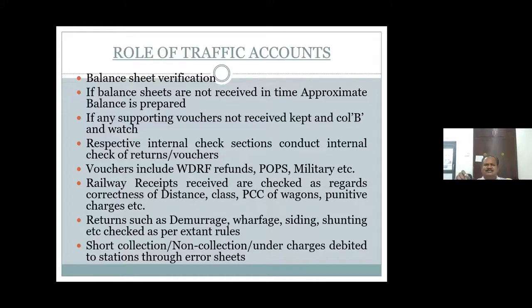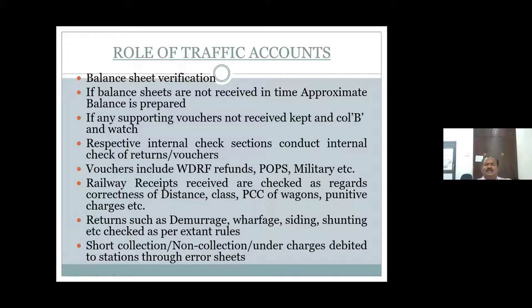In such cases, an approximate balance sheet is prepared and sent. Based on the previous month's earnings and the current month's cash, the approximate balance sheet is prepared. There is such a procedure. If any supporting vouchers are not received, they are kept in the column B item. So the accounts office will watch which vouchers are not being received, and the respective internal check stations will conduct internal check of vouchers.